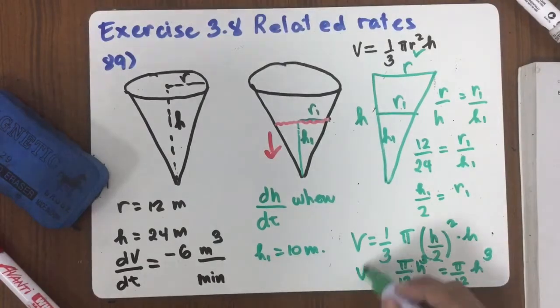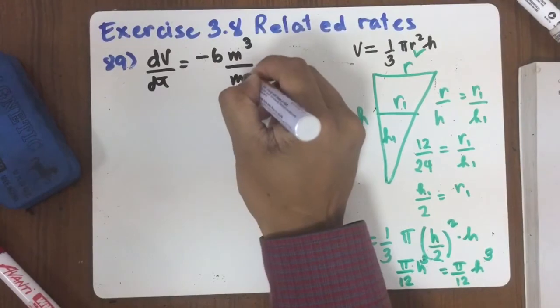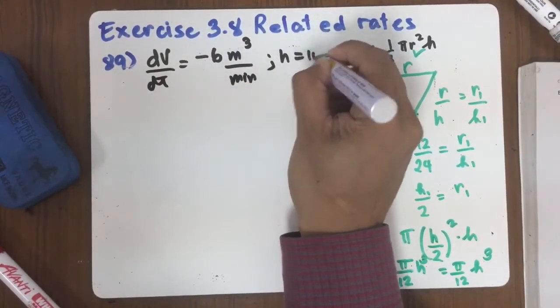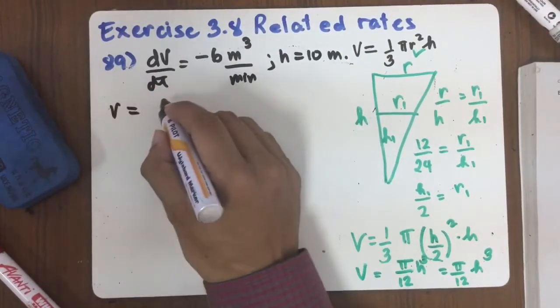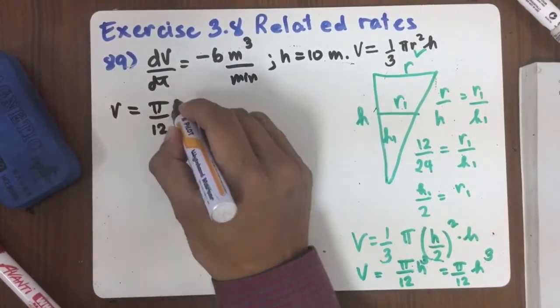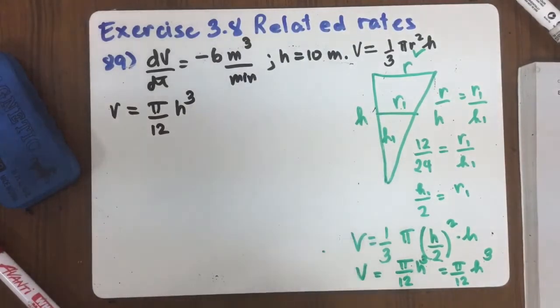Isulat ulit natin yung mga given. dV over dt is negative 6 cubic meters per minute. And our task is to find for dH over dt when the height of our water is 10 meters. Isulat natin yung ating bagong formula for volume. So we will find for dH over dt. So paano natin gagawin yon? We will do it through implicit differentiation.